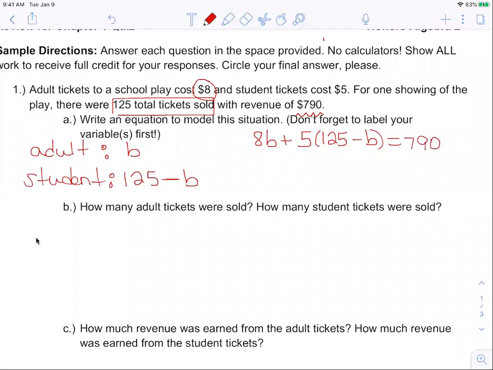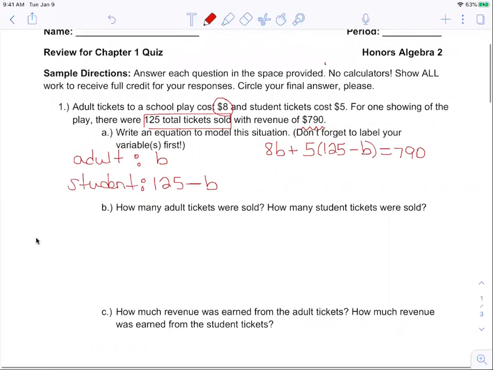All right, so we now have part A done. We have an equation to model the situation. We labeled our variables. Part B, how many adult tickets were sold? How many student tickets were sold? You're going to solve the equation for part B. And then part C says how much revenue was earned from the adult tickets, how much revenue was earned from the student tickets. So after you figure out how many adult tickets you sell, then you can figure out how much money you made from them. So part C follows the answer that you get in part B.